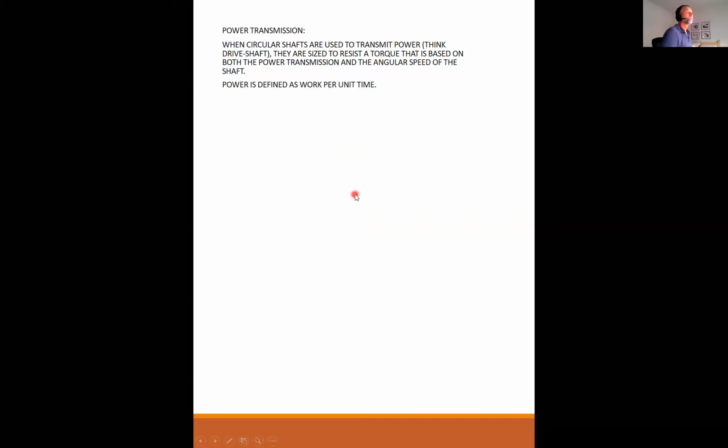Okay. So power is defined as work per unit time. We talked about this a bit ago. So power is work over time. Work is defined for torsion. In the torsional case, work is defined as a torque times an angle of rotation. So work is always a force through a distance. In this case, it's a torque times a twist.